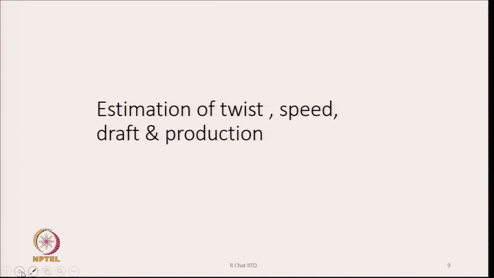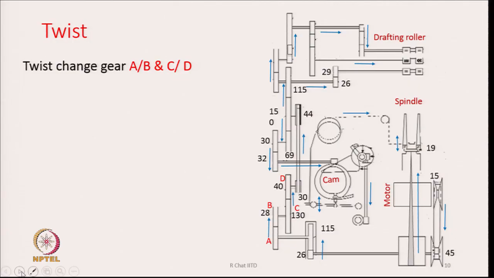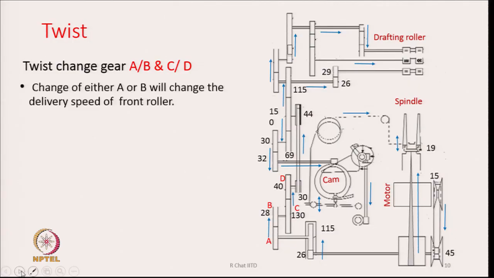Now, we will discuss estimation of twist, speed, draft and production. How to estimate the twist? This diagram, again the gearing diagram, is shown here. In this diagram there are so many gears, and the designer of the drive has kept these 4 gears A, B and C, D as twist change gears.